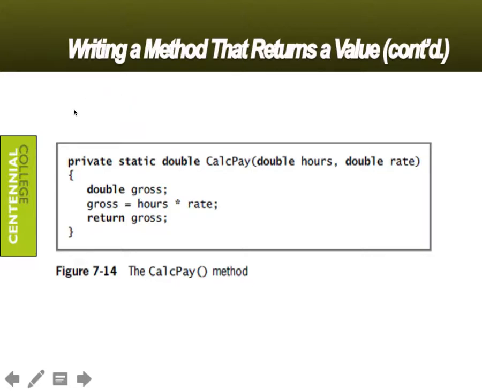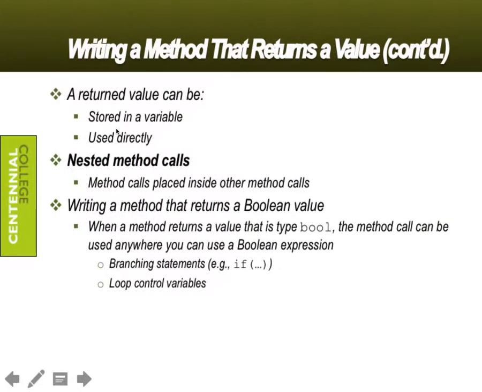I'm returning gross. Gross is a double, right? The name of the method, calcpay, and the two parameters that I'm sending in, both of type double, hours and rate. Those are the two variables. So I have to calculate gross, I declare it as a local variable, and I take hours times rate and assign its value to gross, and then I return it back to the calling method.